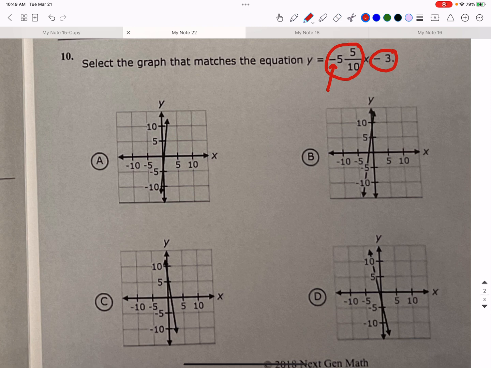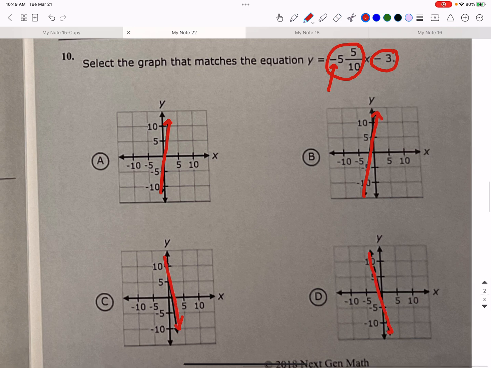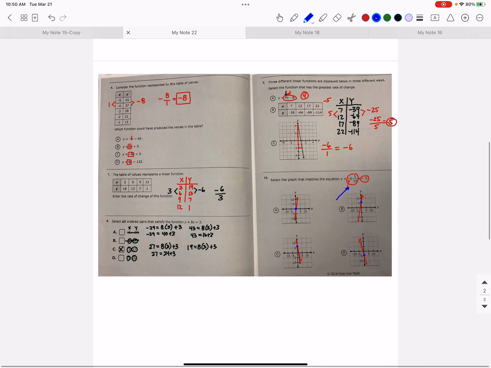Let's see. This line is going up. This line is going up. This line is going down. This line is going down. So we know 2 of them are already eliminated. This line starts at 0. This line starts at like positive something. This line starts at positive something. This line starts at negative something. Which is the only one that matches the slope and where it starts? It should be kind of easy at that point.